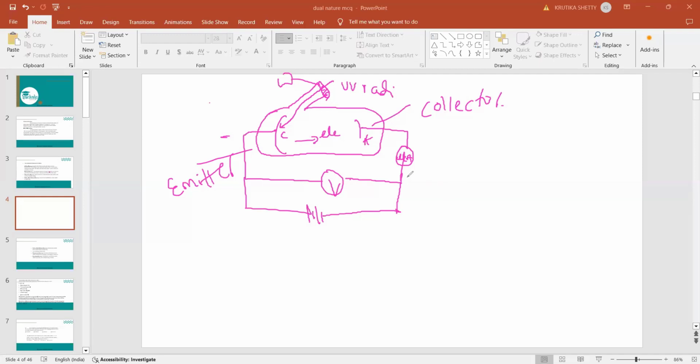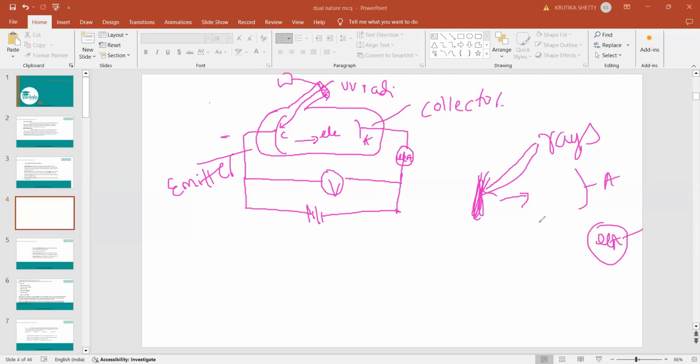Next, we expose this cathode surface to radiation. We expose it to UV rays. When the UV rays hit the plate, the electrons come out of the surface. The electrons come near the anode, and at that time we can read the microammeter reading here.